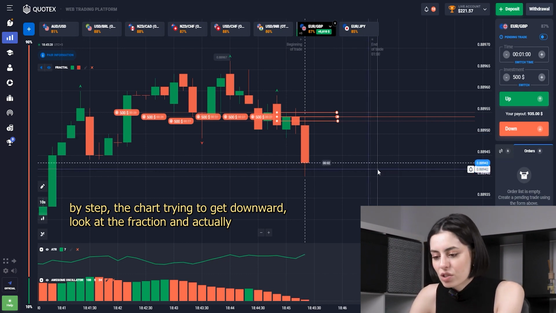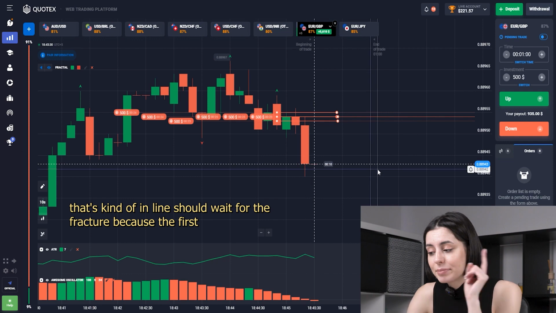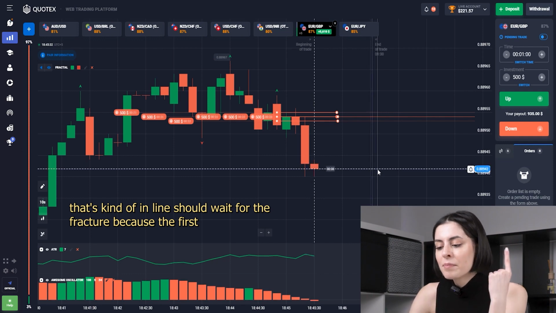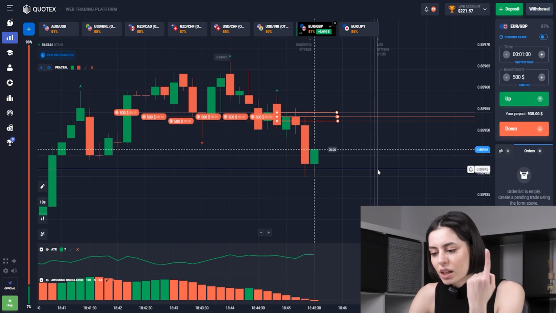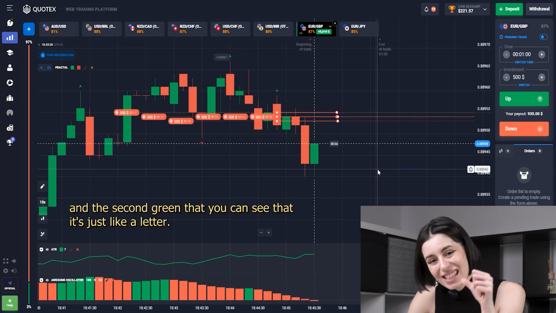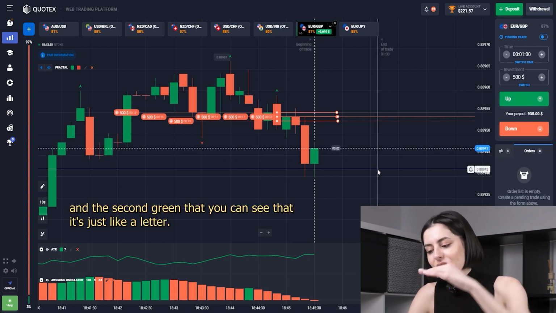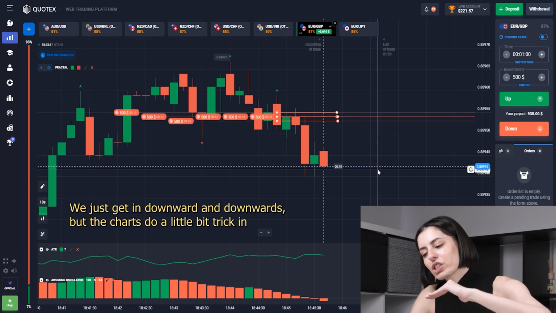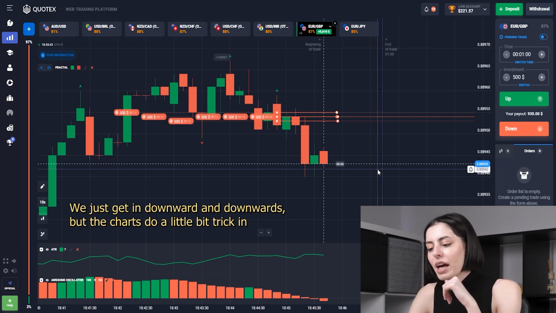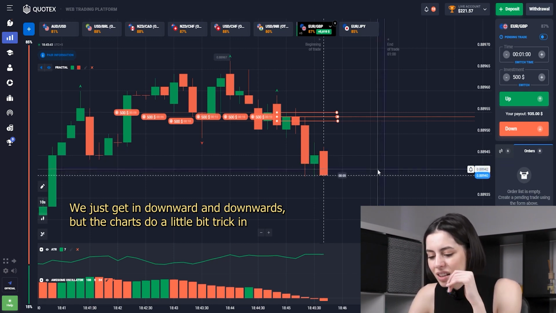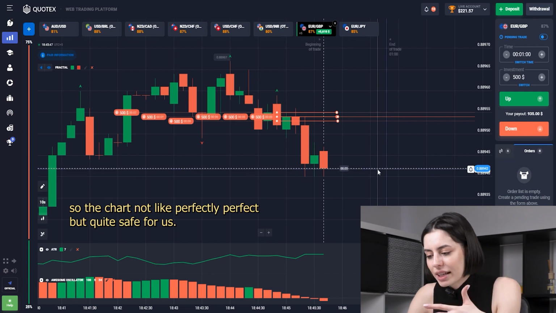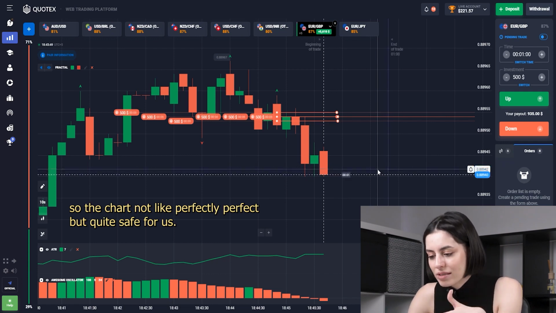Look at the fractal, and actually that's kind of a nice situation with the fractal, because of the first green dot and the second green dot, you may see that it's just like a ladder. We are just getting downward and downward, but the chart is still a little bit tricky. So the chart is not perfectly perfect, but quite safe for us.